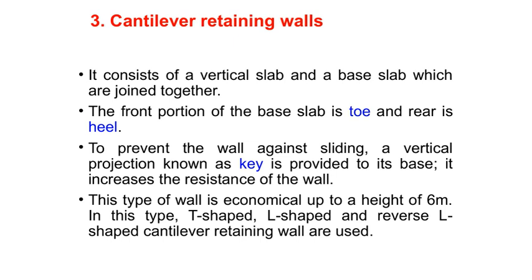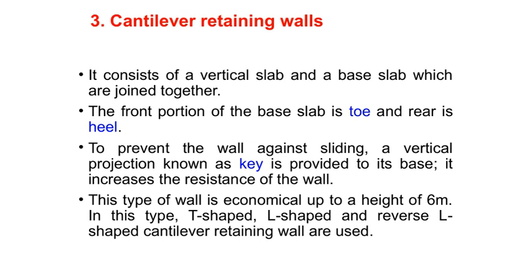Now, to prevent the wall from sliding forward under pressure, we add a vertical projection at the base called a key. This key acts like a built-in anchor, increasing the resistance of the wall against sliding forces. Cantilever walls are quite economical, especially when the height doesn't exceed about 6 meters. Beyond that, other options might be more practical.